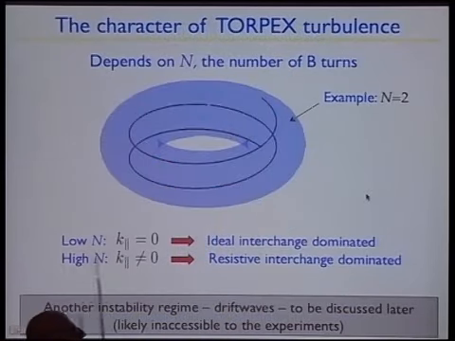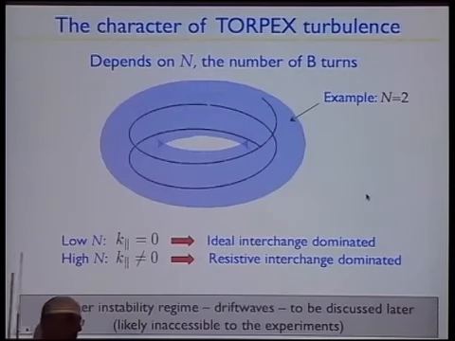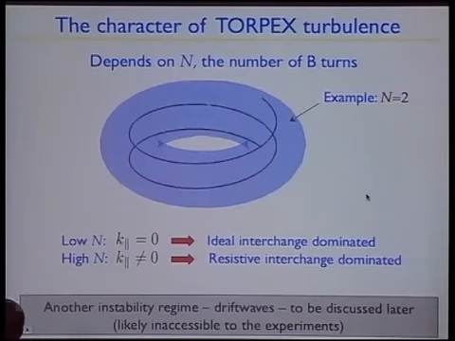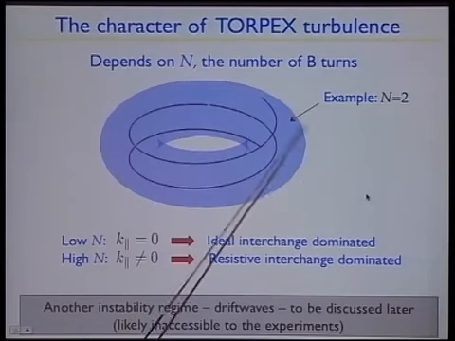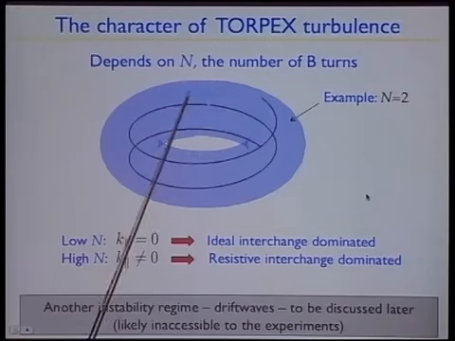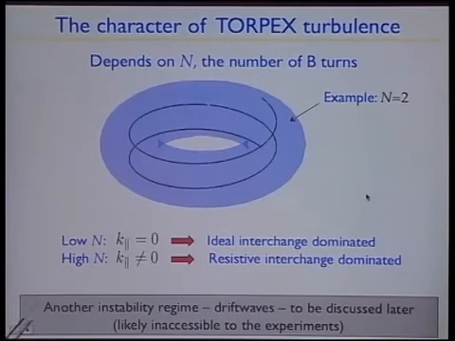So what is the character of TORPEX turbulence? Well, let me first say that it strongly depends on n, the number of field line turns of the machine. So here is a practical example, n equal to 2. So the field lines go twice around the device. Now, how does it depend? Well, experiments show that at low n, so few field line turns in the machine, turbulence is characterized by k parallel equal to 0. When n is increased, what experiments show is that k parallel becomes different than 0.